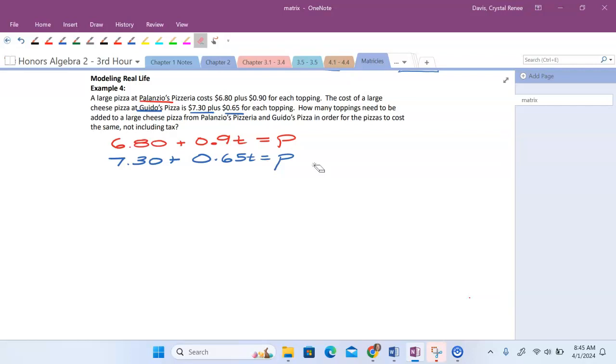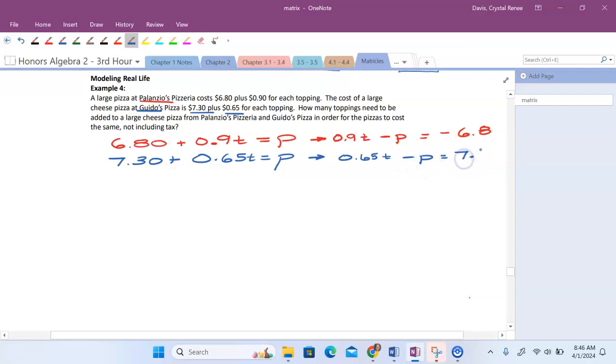Okay, so from here, we want to set up some matrices to solve for this system. So in order to do that, I'm going to rewrite these. Okay, remember, we want the constant to be on the right, the variables to be on the left. So I can just rewrite this as 0.9t minus p equals negative 6.8. And I can rewrite this as 0.65t minus p equals negative 7.3.